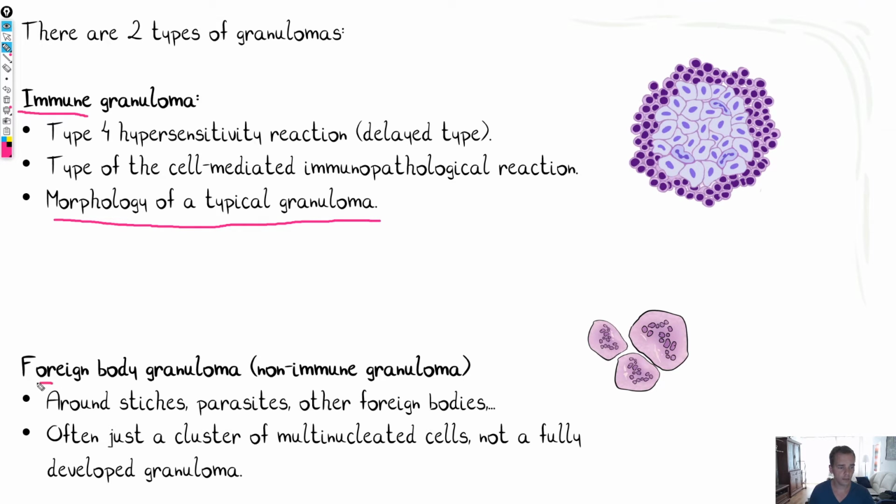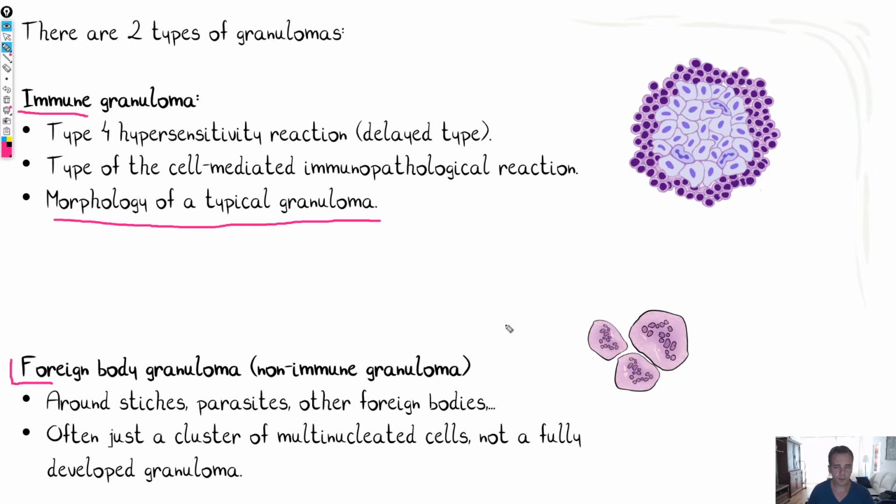And the second one is foreign body granuloma. And it has nothing to do with hypersensitivity. So that's why we call it non-immune granuloma. This is the type of granuloma that can be found around stitches or around parasites or other foreign bodies. It basically means that the foreign body is so big that the macrophages cannot swallow it. So there is basically nothing wrong with the granulomas. There is no intrinsic problem with the macrophages. They just cannot swallow the big foreign body. So that's why we call it non-immune or foreign body granulomas.